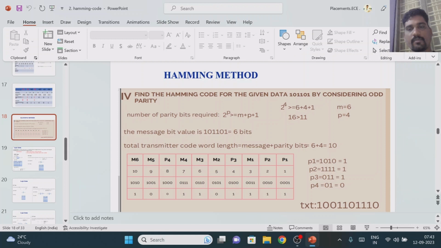For sending the information from transmitter to receiver, we need to identify whether it is error or error free.